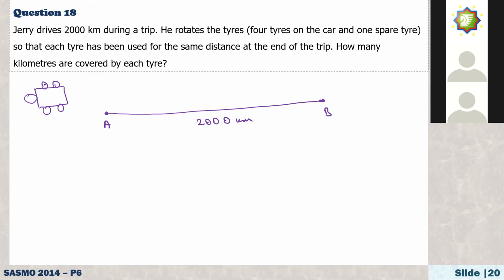So let's say this one is tire 1, tire 2, this one is 3, and 4, and this one is 5. In the question, it says that he rotates the tires. That means 4 tires on the car and 1 spare tire, so that each tire has been used for the same distance at the end of the trip. Now, how many kilometers are covered by each tire?